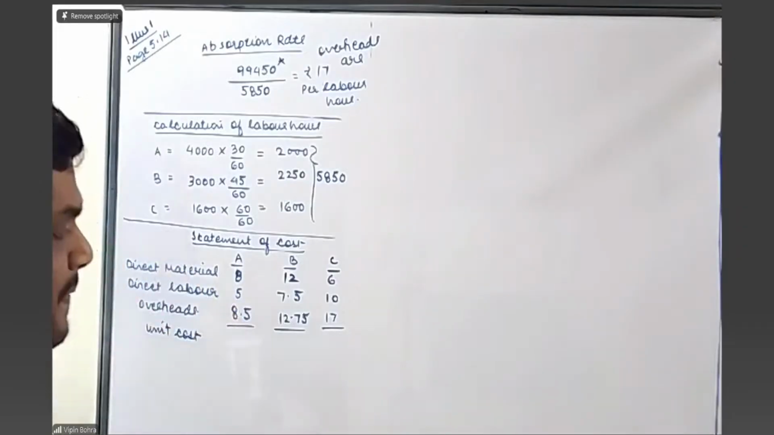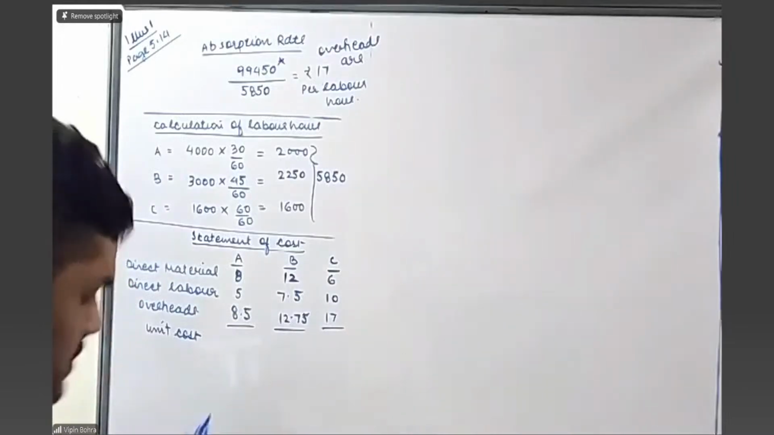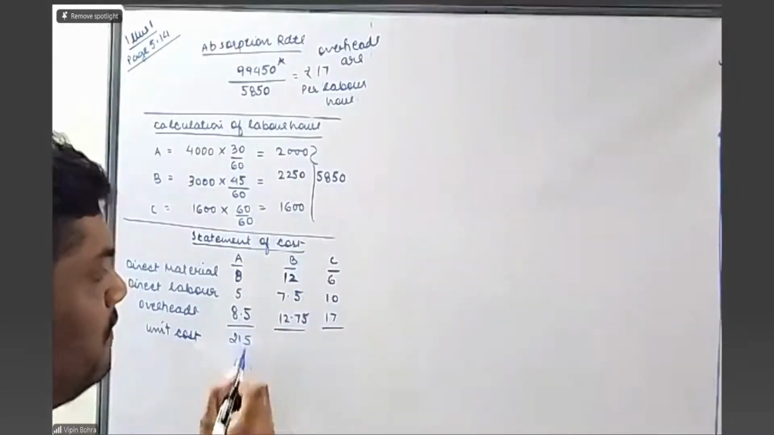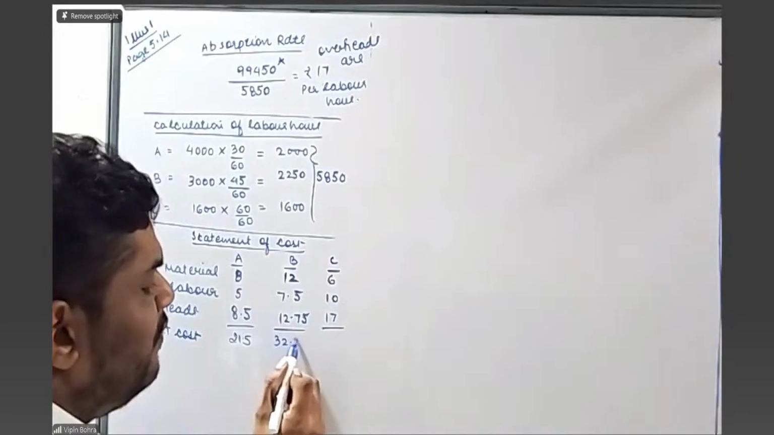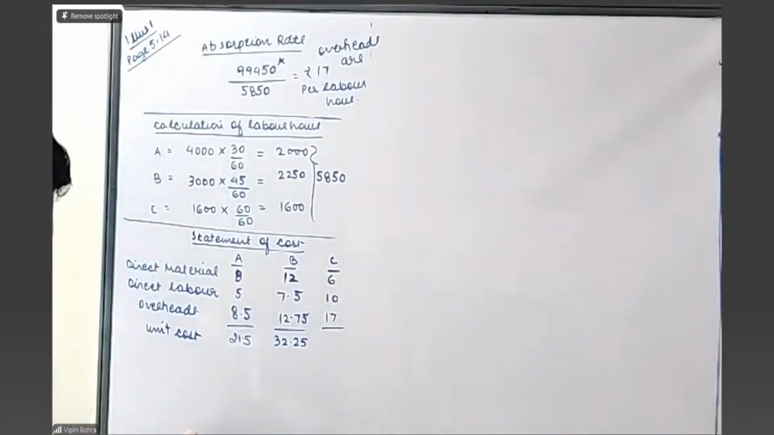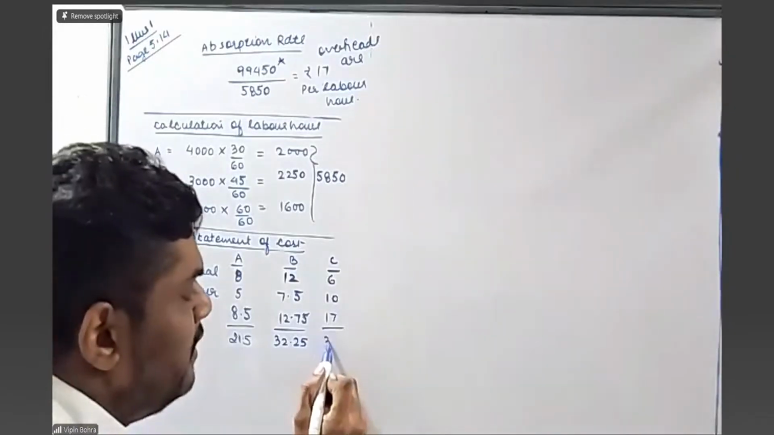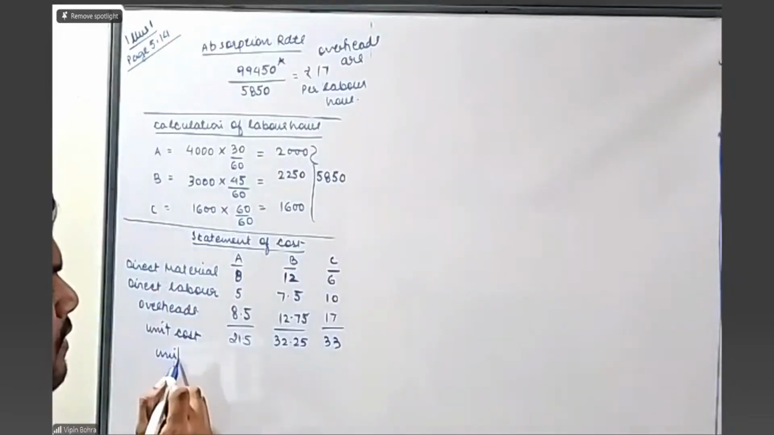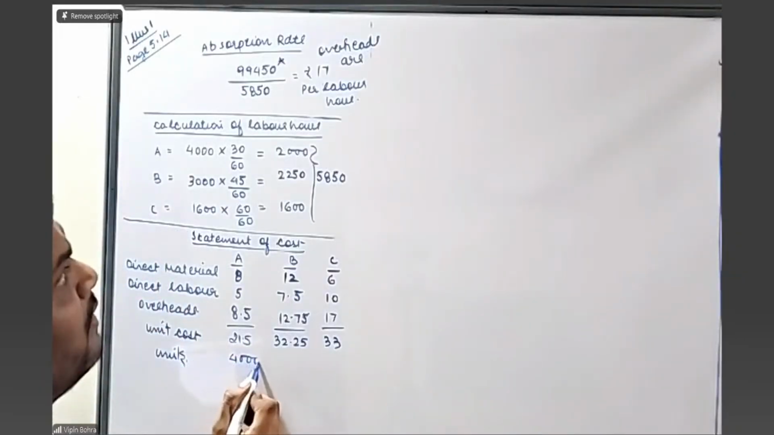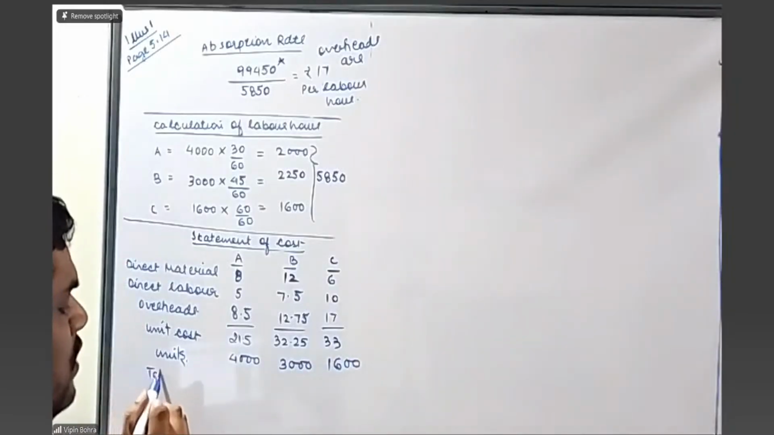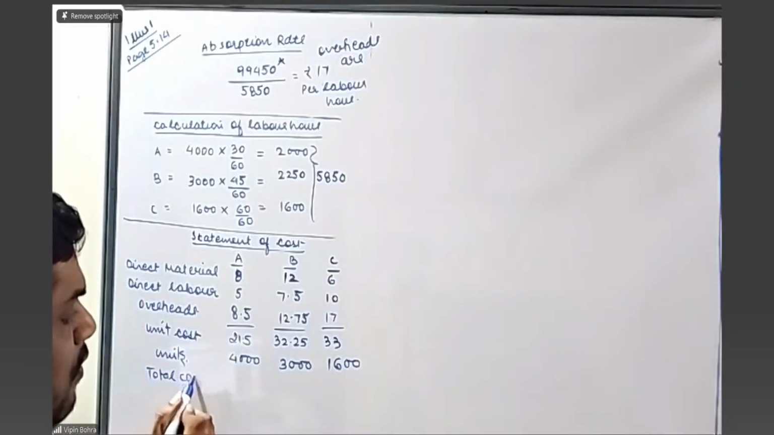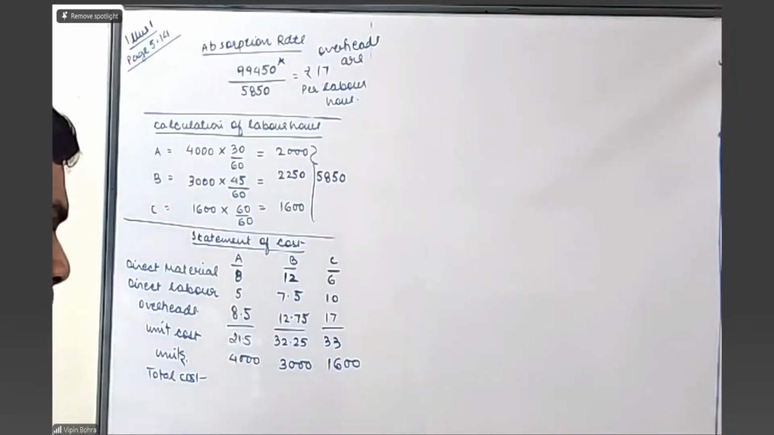So this will be 21.5. This will be 32.25. This will be 33. We have the units, that is 4,000, 3,000, 1,600. We will get the total cost. That is 4,000 into 21.5.